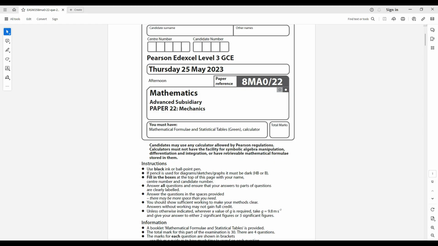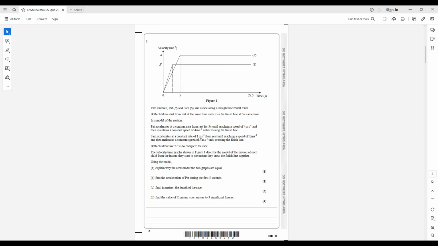Hello, today we will solve this mechanics paper from May 2023. It is Pearson Edexcel level 3 GCE. The first question is, two children Pat and Sam run a race along a straight horizontal track.